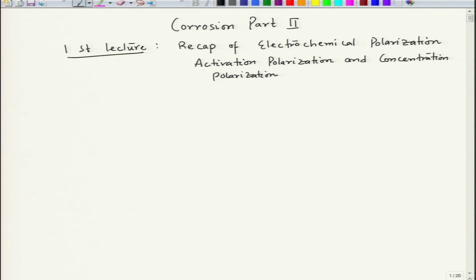Now, when we started discussing corrosion in part 1, we got into the fundamentals, and the fundamentals are based on thermodynamics of electrochemical reactions as well as kinetics of electrochemical reactions. Later we got to know from the polarization aspect that polarization actually connects the thermodynamics aspect, which is basically the potential, and the kinetic aspects, which is basically the current density. So, we will just briefly talk about electrochemical polarization so that our consecutive lectures become easy to understand. And I would request you to go back to the lectures in part 1.